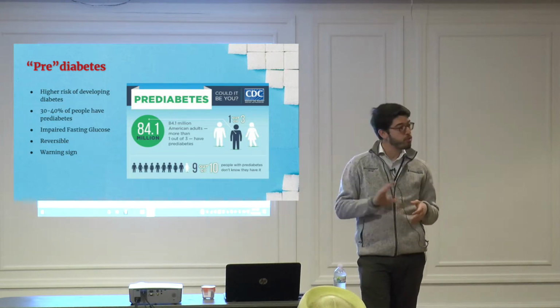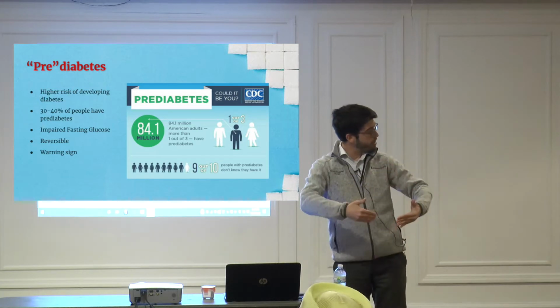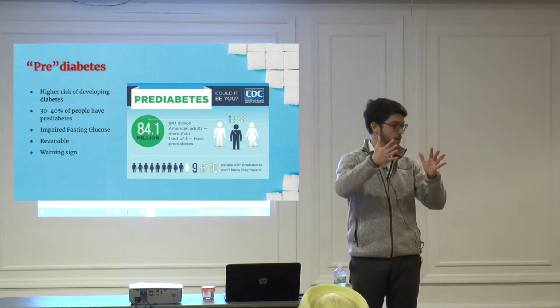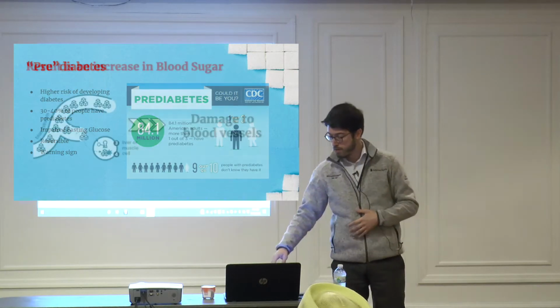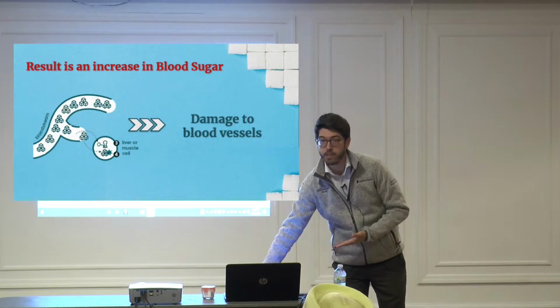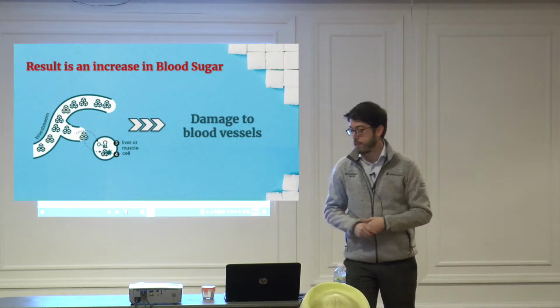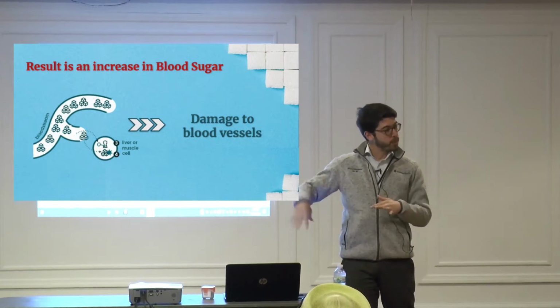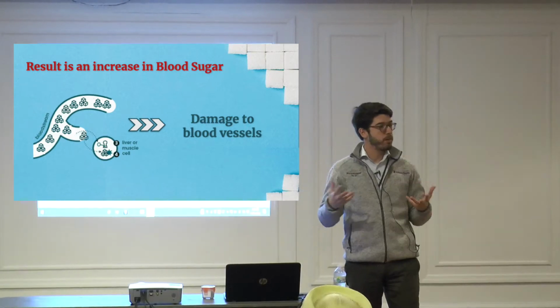This is also reversible, like type 2 diabetes, if we catch it soon enough. Oftentimes we can prevent or delay its progression to type 2 diabetes. And like I said here, it is a warning sign for the development of diabetes. So we've gone through all 4 types of diabetes, or concepts around the types of diabetes.